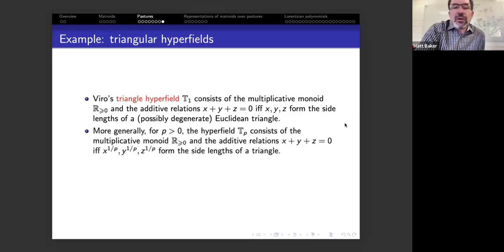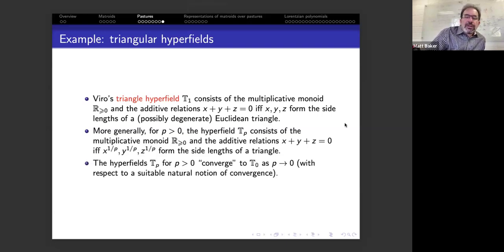And more generally, there's a whole family of hyperfields that we call TP, all with the same underlying monoid. But the additive relations, now you raise x, y, and z to the 1 over pth power, and you want those to form the side lengths of a triangle. And the reason for doing this is that you can view the tropical hyperfield T0 as a limit of these triangular hyperfields. So in some sense that I won't make precise here, the TPs converge to T0.